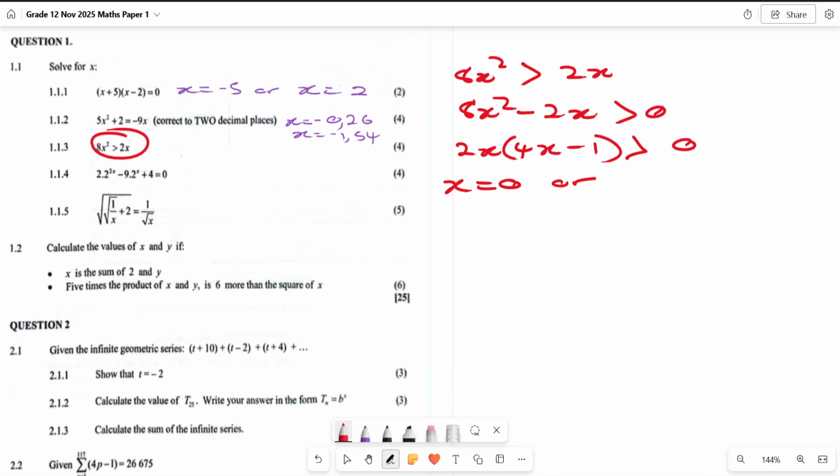This one here is going to be... oh, sorry, not even 4. It's going to be x is equal to 1 over 4. Why? Because we say 4x is equal to 1. x is equal to 1 over 4.